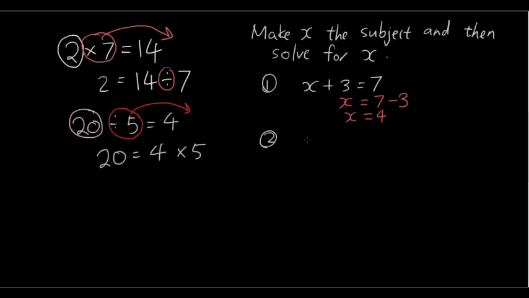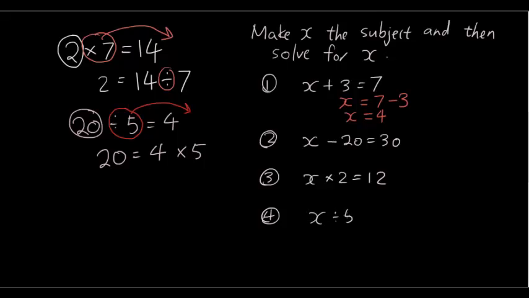Okay, so x minus 20 equals 30. X times 2 equals 12. x divided by 5 equals 4, and let's do 30 divided by x equals 5. Okay, so do them and then come back to see the answer. Pause the video.